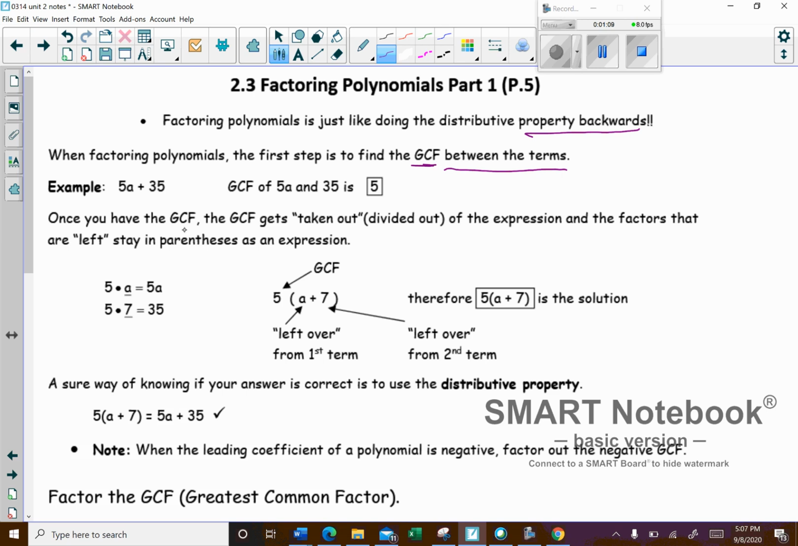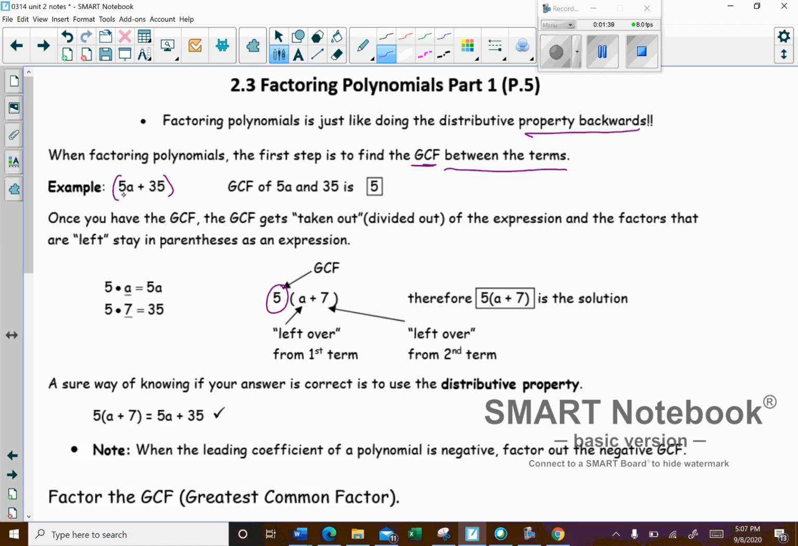Once you have the GCF, it gets taken out. It gets divided out. That's why I say, look at what would divide evenly into those values. We divide that out of the expression, and the factors that are left stay in the parentheses. So we have 5a plus 35. We divide both of those by 5, put that on the outside, and then look at what's left in the parentheses.